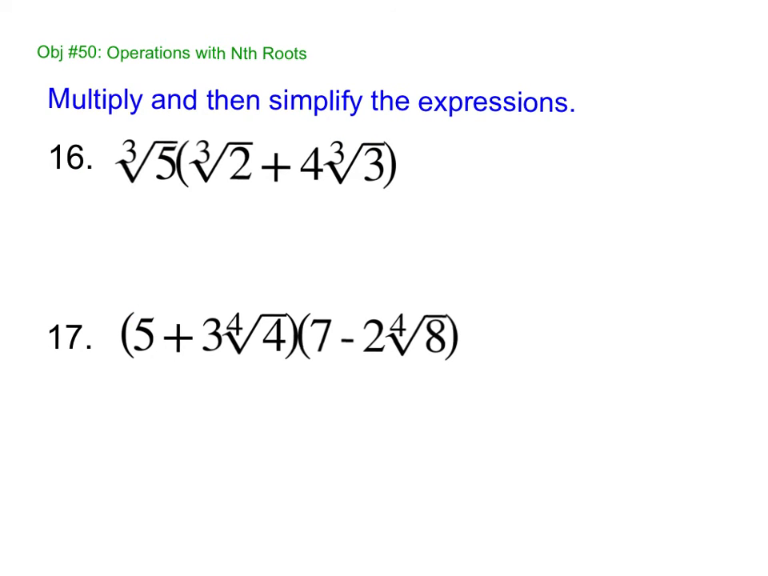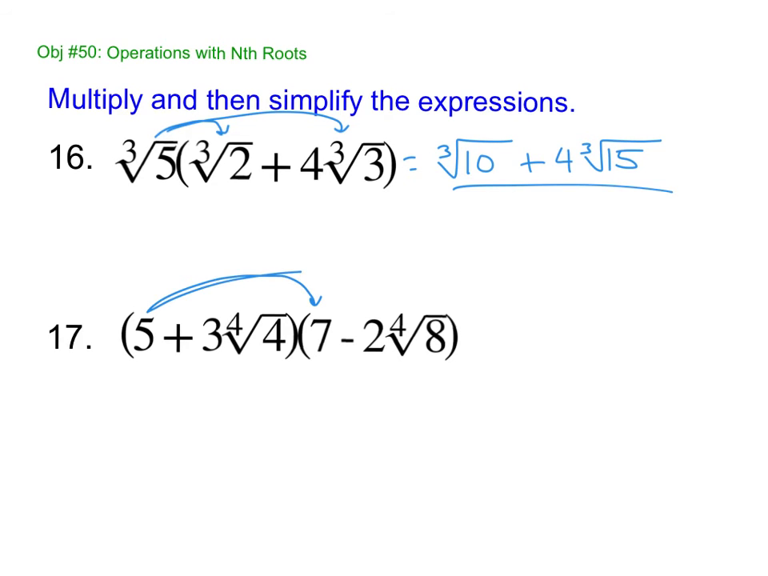All right, same thing. You're distributing, though. All right, so distribute these out. So this guy gives me the cubed root of 10 plus 4 times the cubed root of 15. Can we simplify or add those together? We cannot. We are done. That is it. Right? 8 doesn't go into 10 or 15. You're done. 17 is a FOIL.